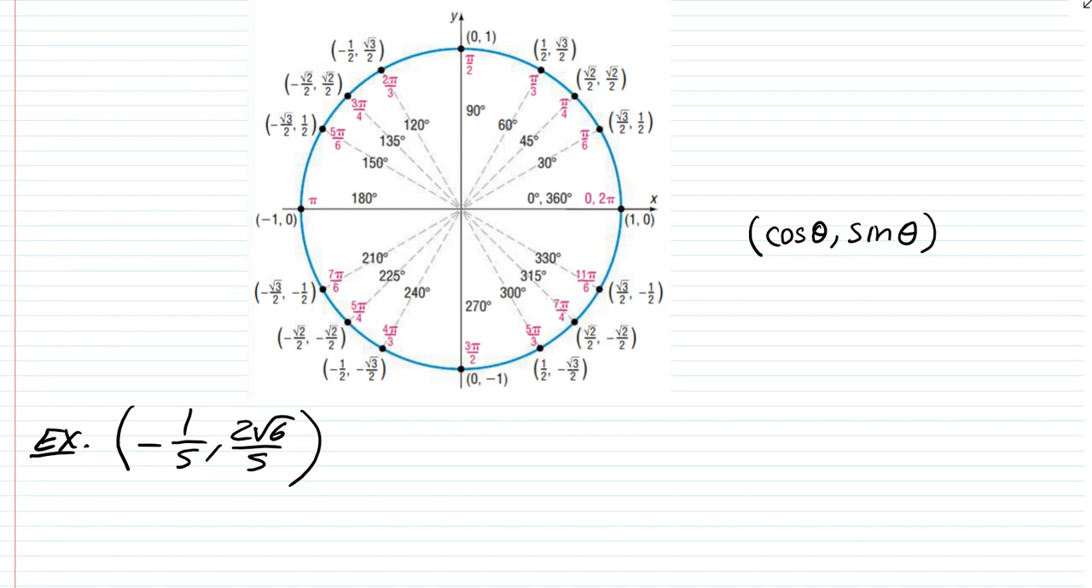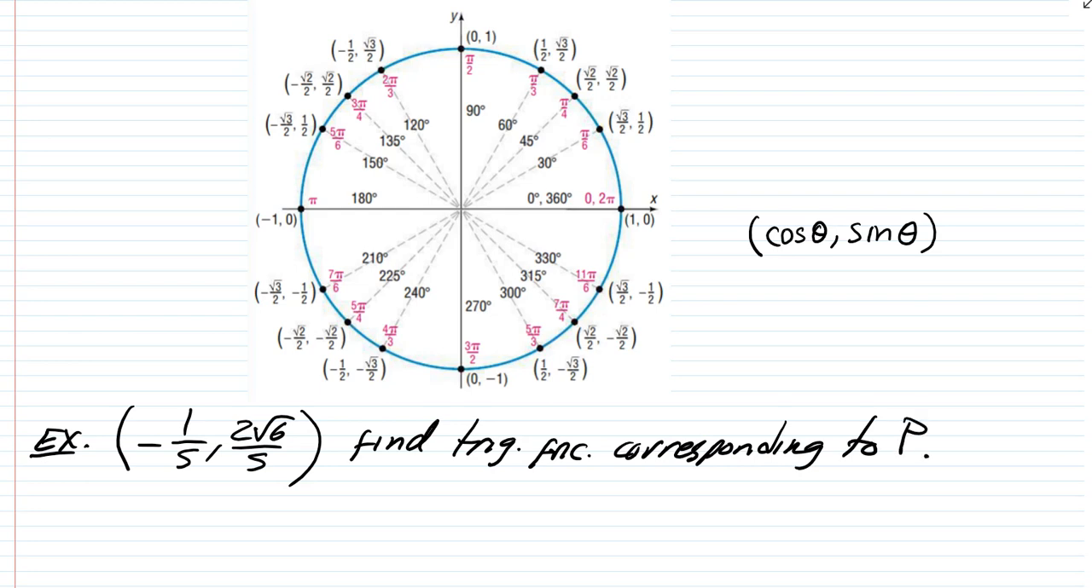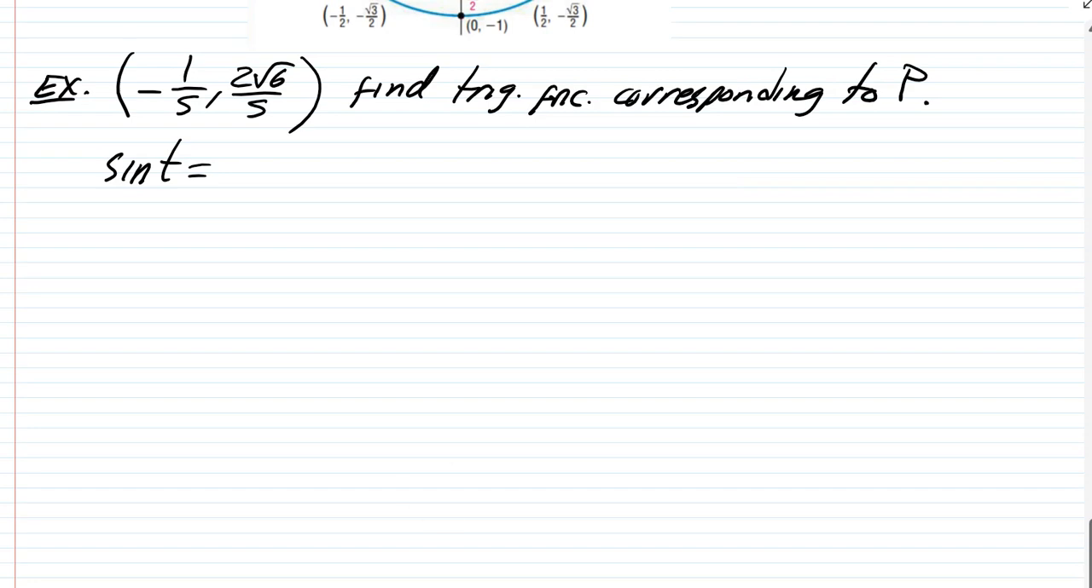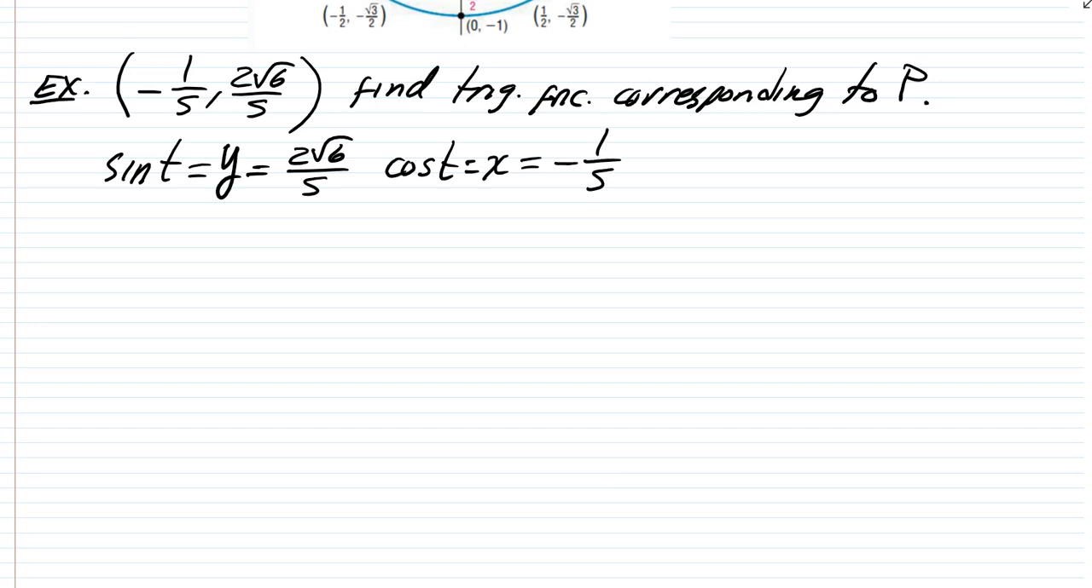the trig functions corresponding to P. Okay, therefore, we're back to t business. What is sine of t? Well, sine of t is going to be the y value, which is 2√6/5. Cosine of t is going to be the x value, right? And that's going to be -1/5. And we can do tangent, tan t, y over x, and so on.